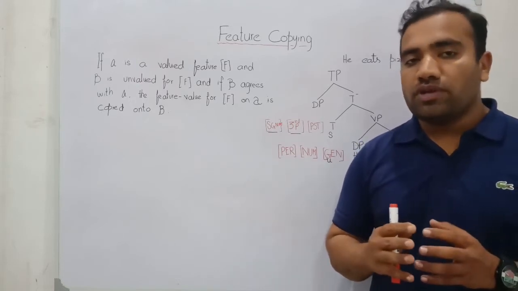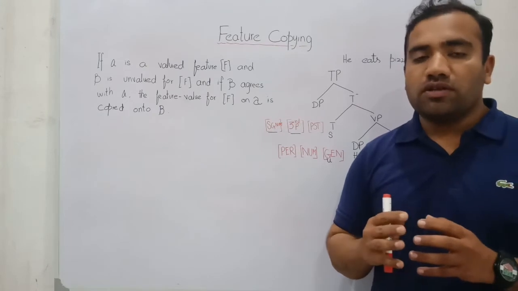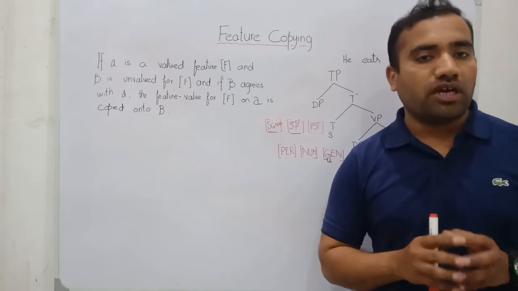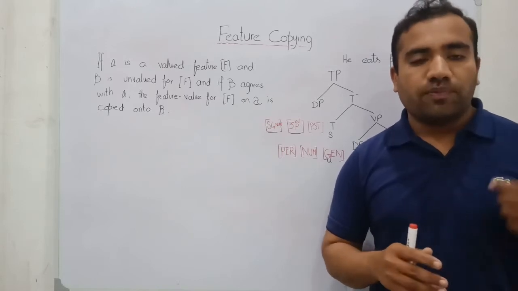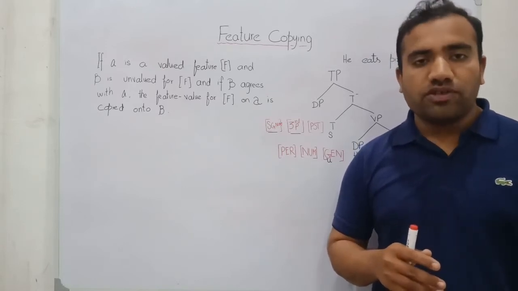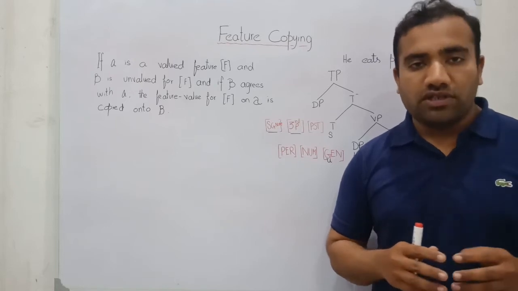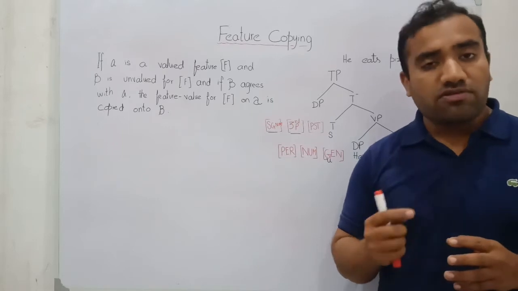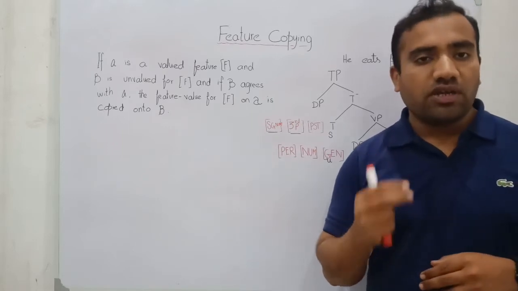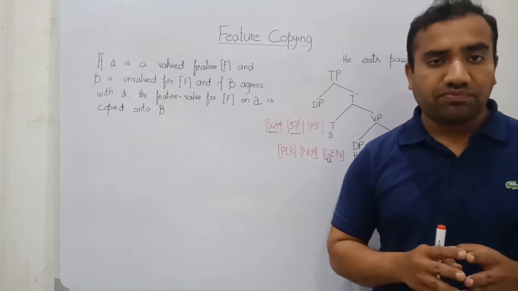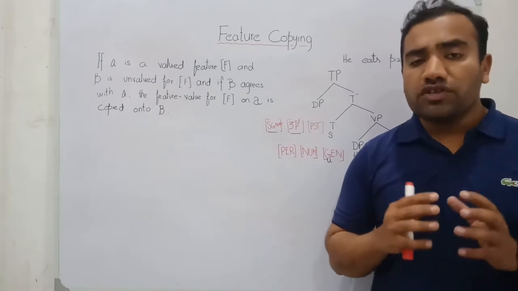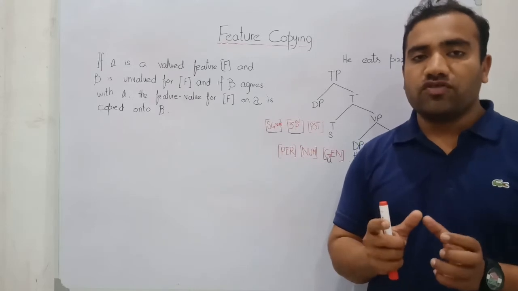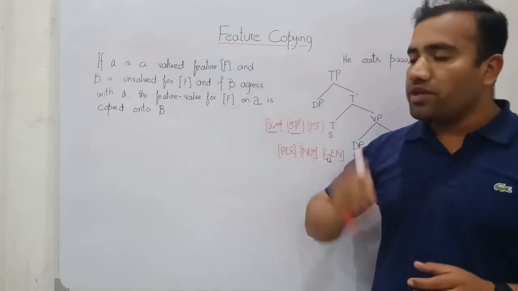And I have told you which categories possess specific features. Like I have told you that a noun has three features: the person feature, the number feature, and the gender feature. And T has the tense feature, the number feature, and the case feature. Let's see what is the core theory of this point, that is feature copying.